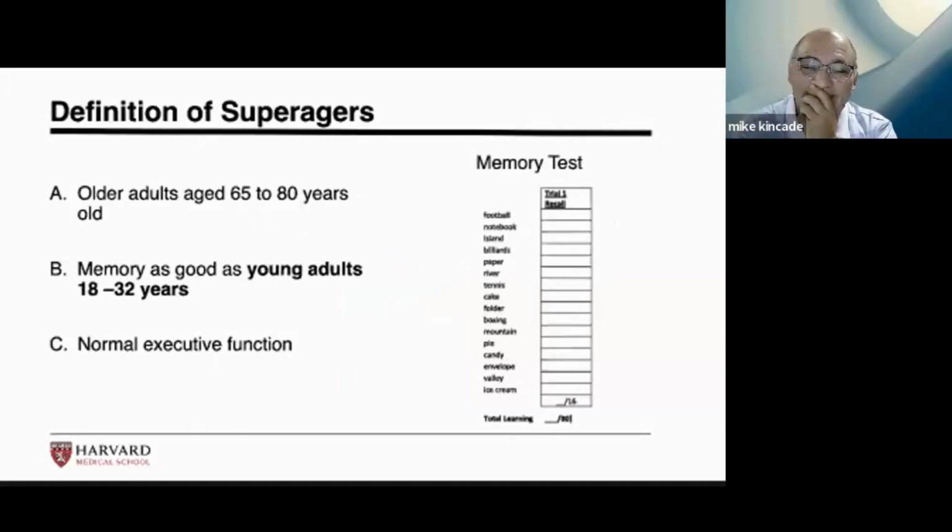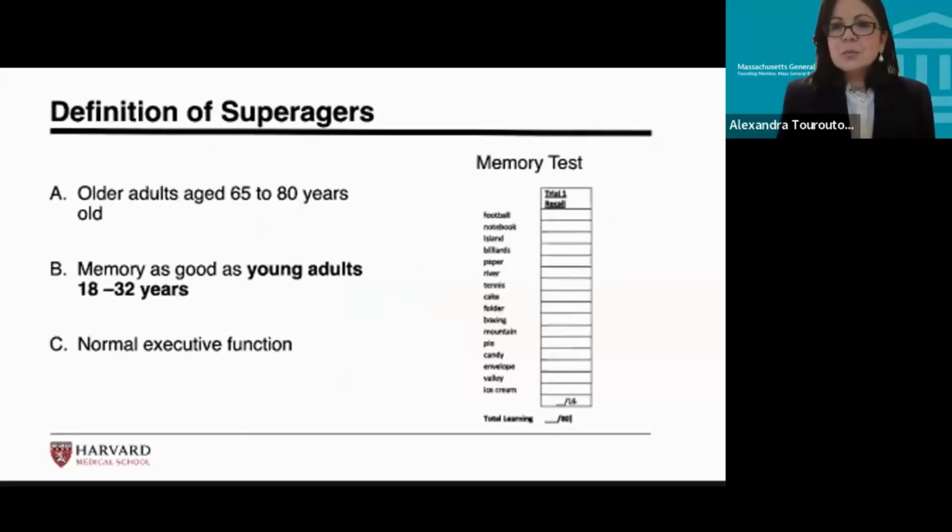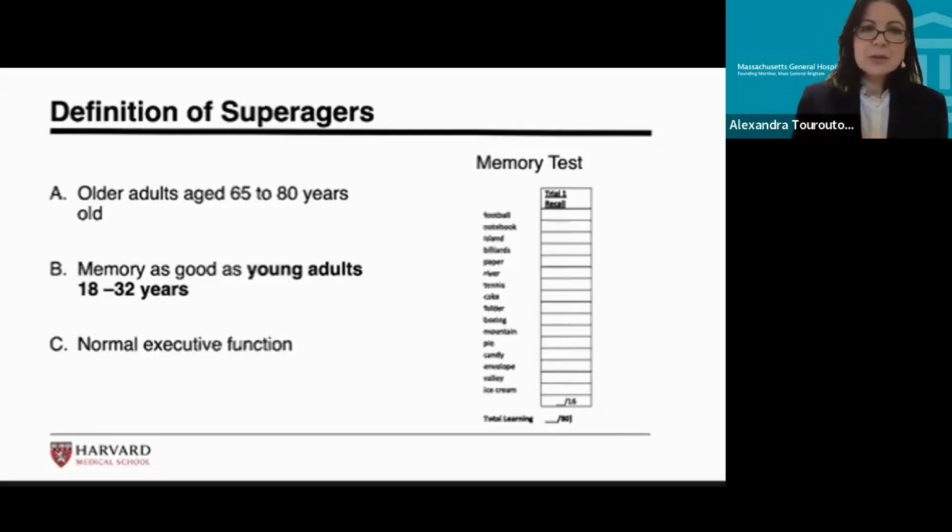So back in the lab, we define superagers as those older adults over 65 years old who perform as well as young adults in their 20s, the age of many of our students. So they have memory as good as young adults in their 20s, and they perform normal in executive function.